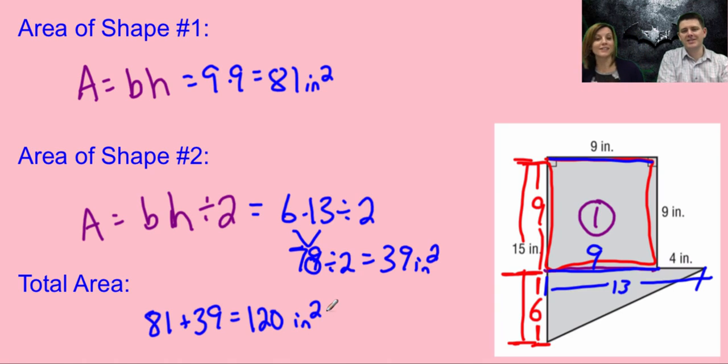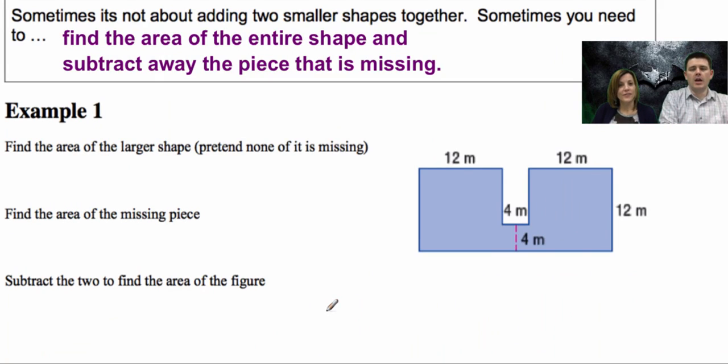All right, moving on. So you're going to have to do a lot of extra work in trying to figure out what those missing measurements are in order to be able to find the area of each of those separate shapes. Okay, your turn.